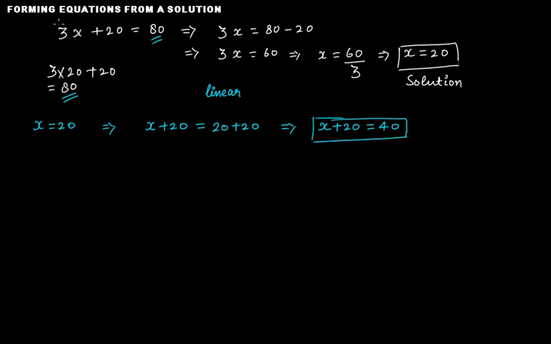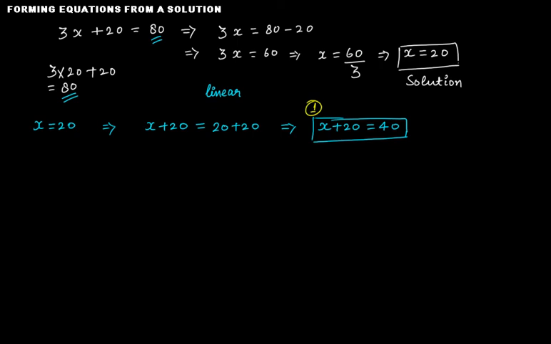Remember, from this equation you found this solution. That is, for a given equation you can have only one solution. But from this solution, I can make many equations. So this x = 20 becomes x + 20 = 40. So if this was one equation, let me form another one.